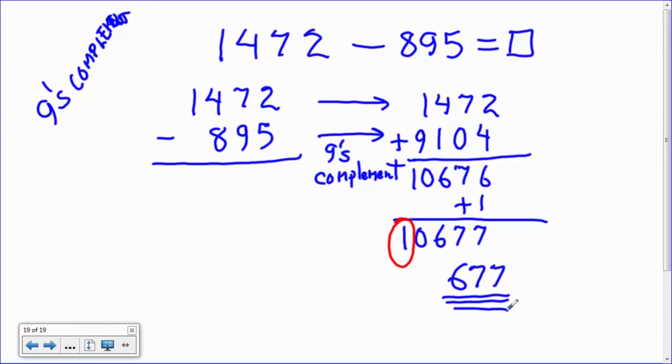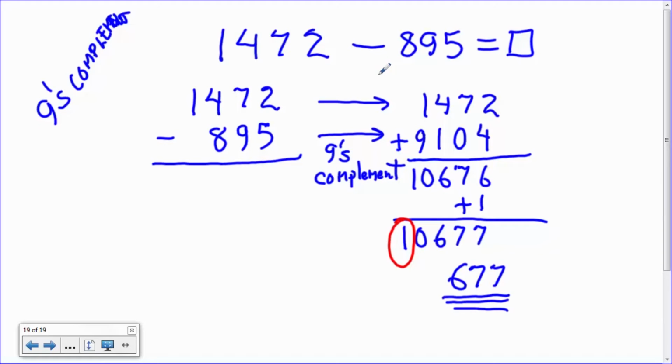Now, I'll leave it to you to verify that 677, verify using another computational strategy for subtraction, to verify why the 677 is the correct difference between 1,472 and 895, of any of the previous strategies we looked at. What I want to talk about now is why does this strategy work? What is it that we're doing with this computational strategy?